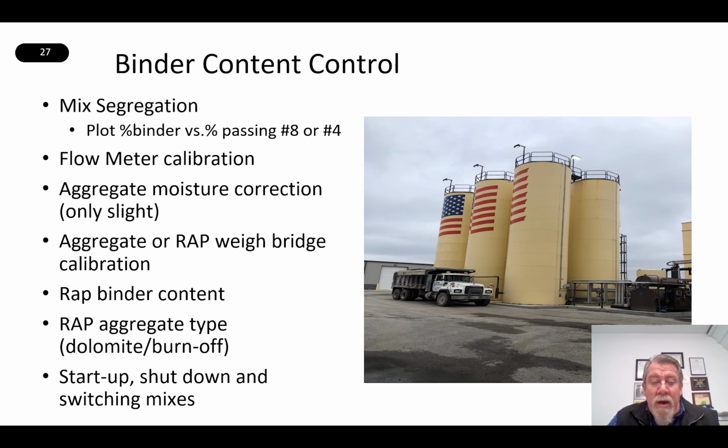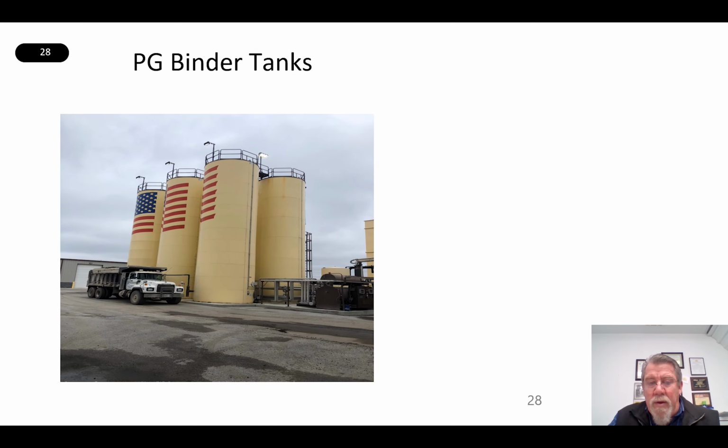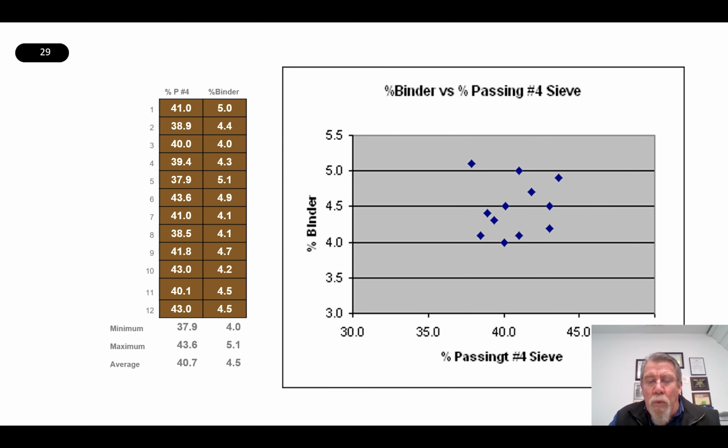And then startups, shutdowns, switch and mixes. These are three areas where you have issues with your samples. And whenever you have a startup, a shutdown, or a switch and mix, that's probably where NDOT is going to get their plate sample. So make sure you minimize those to eliminate any unnecessary penalties you might have. This photo just shows the actual binder tanks at an asphalt plant that store your liquid asphalt going into the plant. The next two slides is what I was talking about earlier.